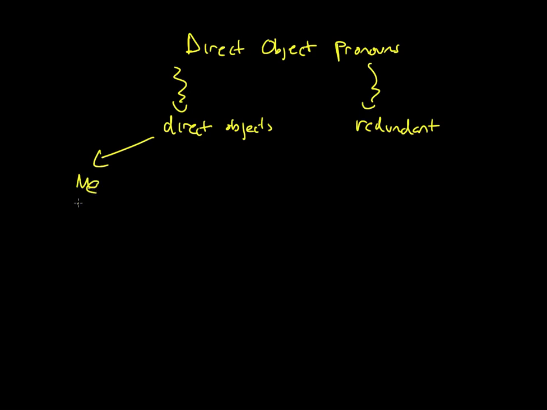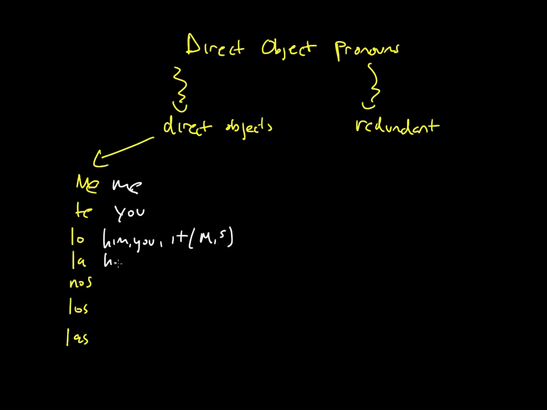Me, te, lo, la, nos, los, and las. Now, let's write what they mean in English. Me, you. Lo could mean him, you as in usted. It could also mean it, and this would refer to a noun that is masculine and singular. La: her, you as in usted, it, for a noun that is feminine and singular.